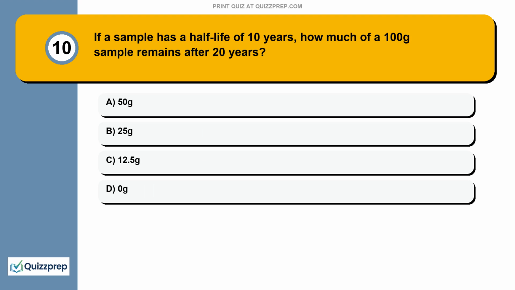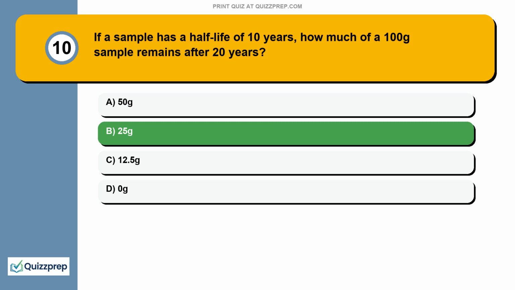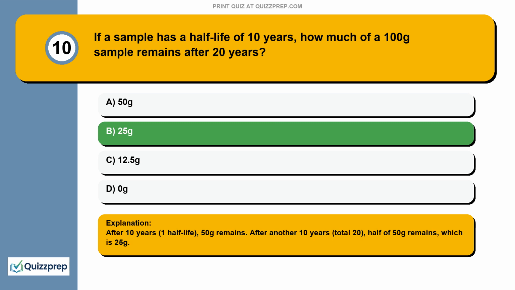Question 10. If a sample has a half-life of 10 years, how much of a 100 g sample remains after 20 years? 50 g, 25 g, 12.5 g, 0 g. After 10 years, one half-life, 50 g remains. After another 10 years, total 20, half of 50 g remains, which is 25 g.